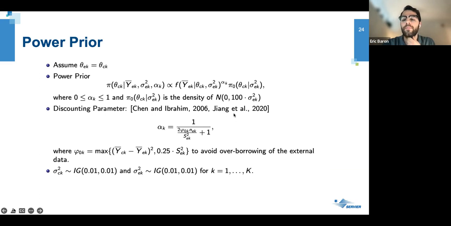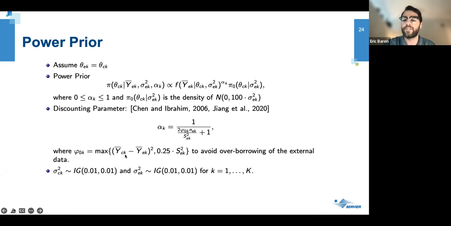Then, Jing et al. 2020, from Jian's part, this is the elastic prior paper. And here, an interesting observation, and a good idea, is to use the difference in responses in the kth stratum to discount data based on the actual difference in responses. So maybe not necessarily based off of the propensity score. This approach is used in the formulation of phi naught k. Here, as follows, we use max of (y bar CK minus y bar EK) squared times a scalar, which is also estimated through sensitivity analysis, times the sample variance in the external group in the kth stratum.